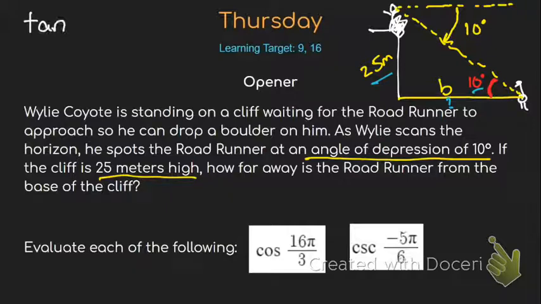Tangent of 10 degrees, so I'm looking from this angle, is, because the tangent of an angle is going to be our opposite over our adjacent, so it is 25 over B, right? Because it's the opposite over the adjacent. Tangent of 10 is 25 over B. Those of us that are trying not to set up the equation or solve it in our head, you are making a mistake.